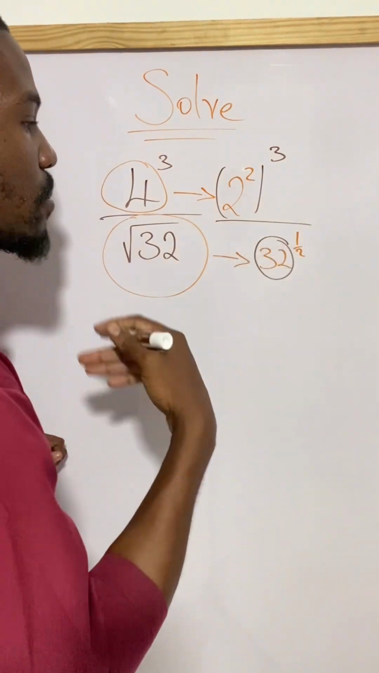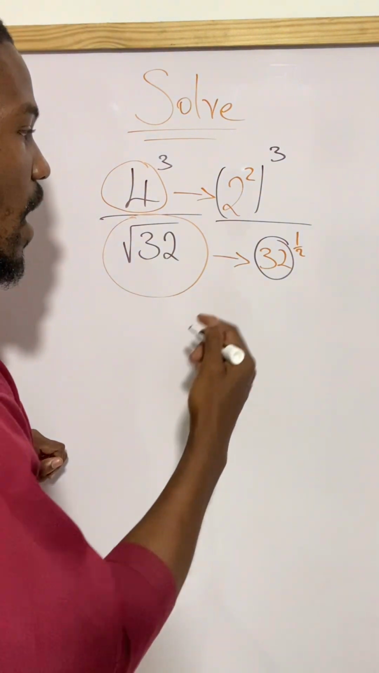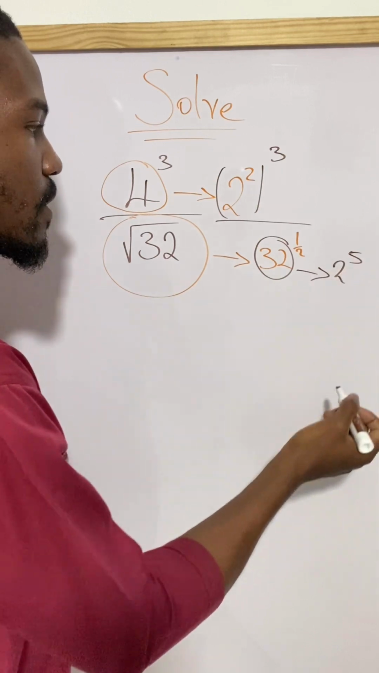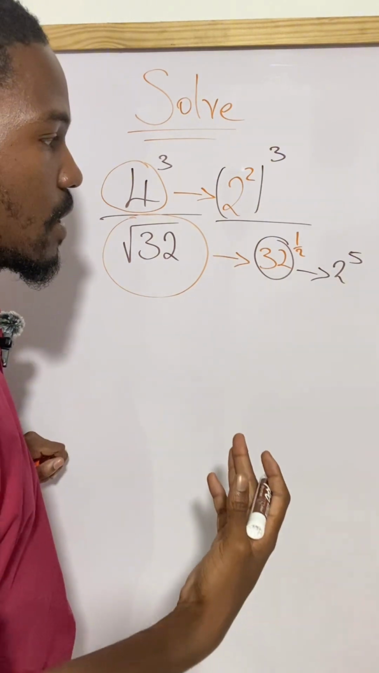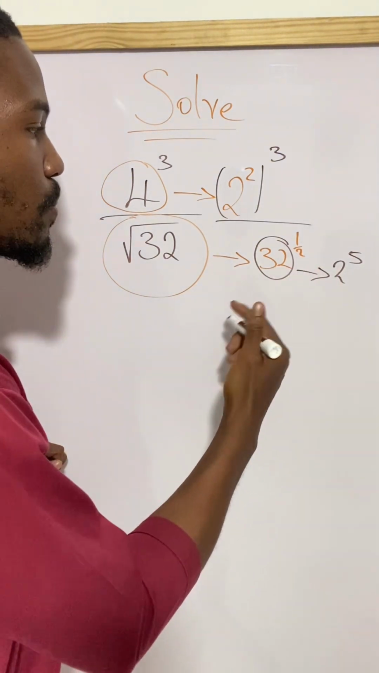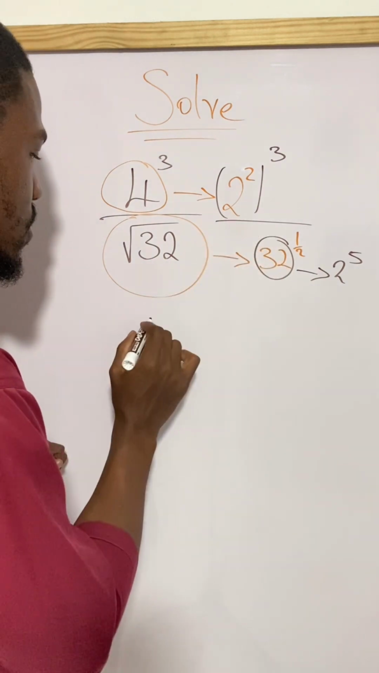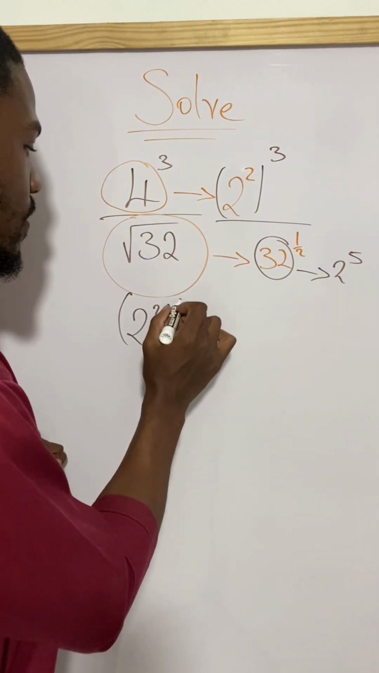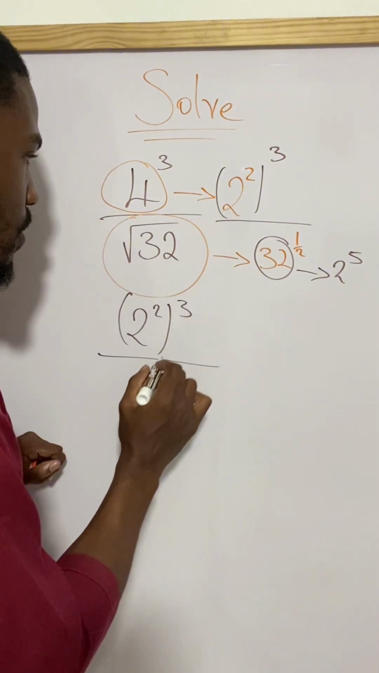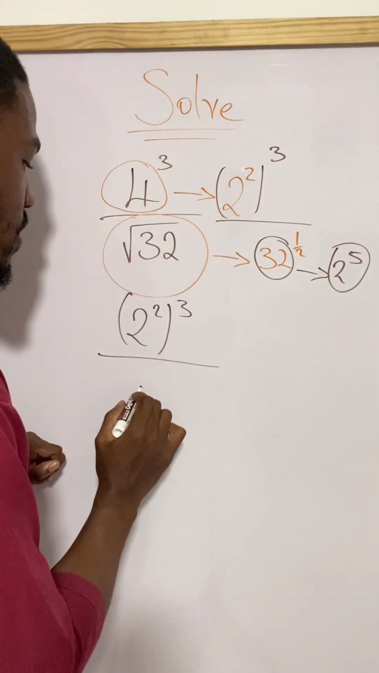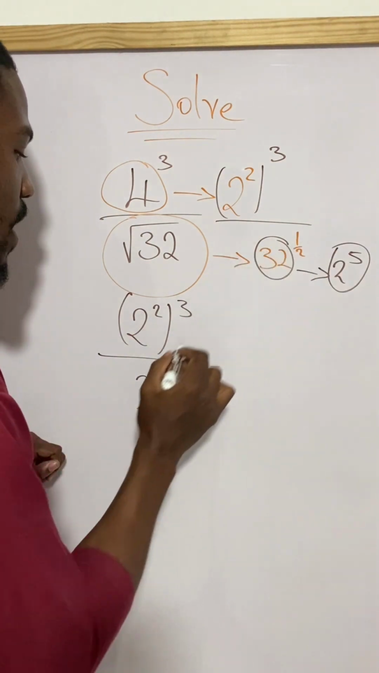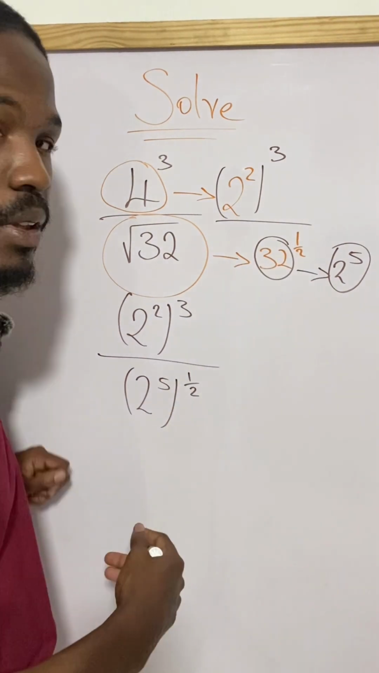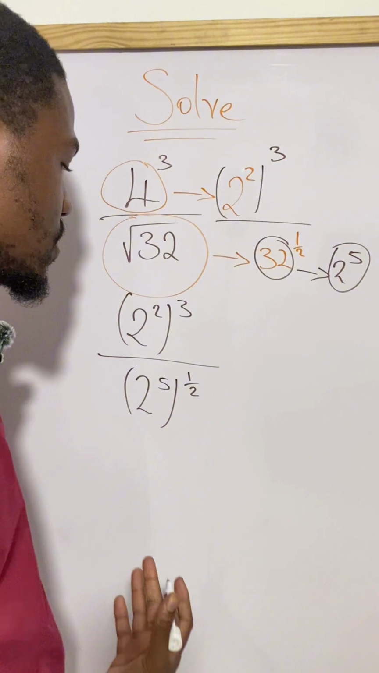32 again could be further broken down as 2 to the power of 5, right? So having 2 to the power of 5, we can write everything here as 2 squared, bracket, cubed, over 2 to the power of 5, bracketed to the power of a half. So that's one of the first places we can begin.